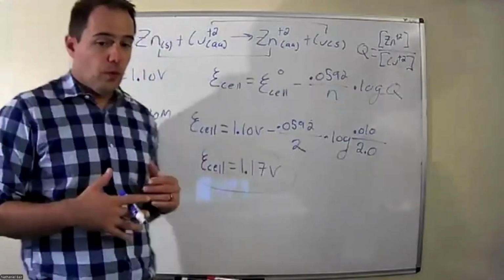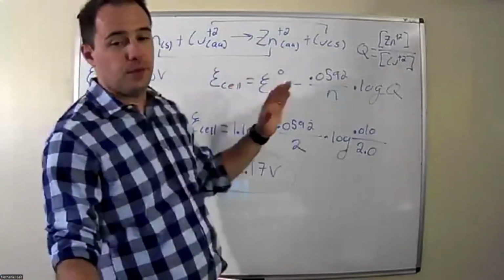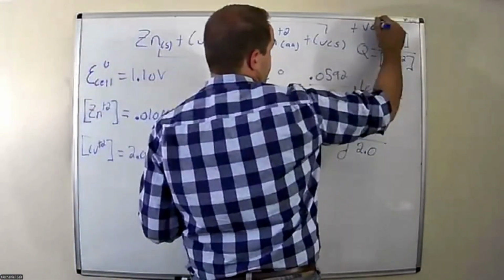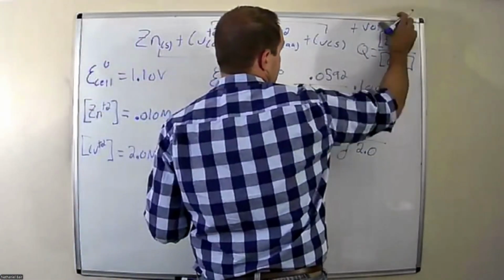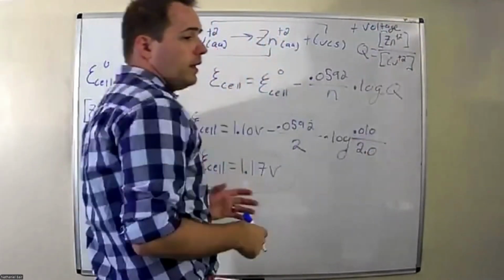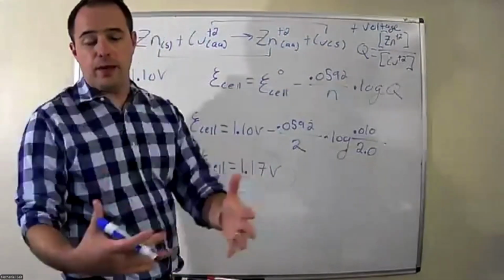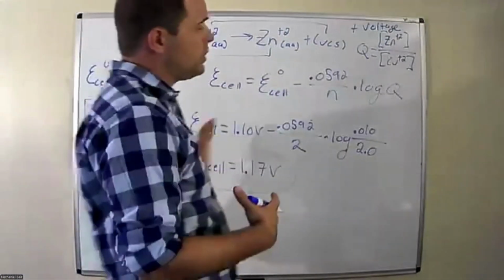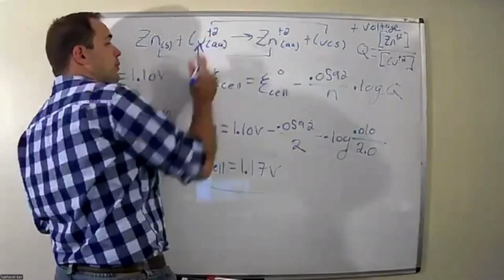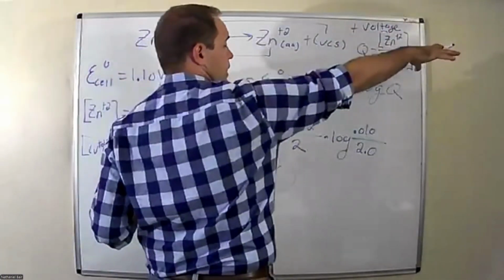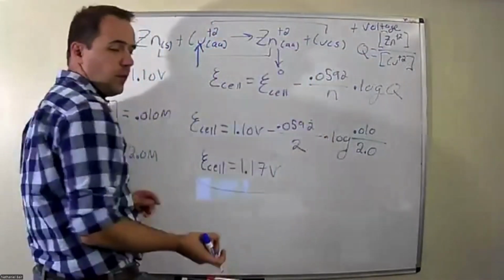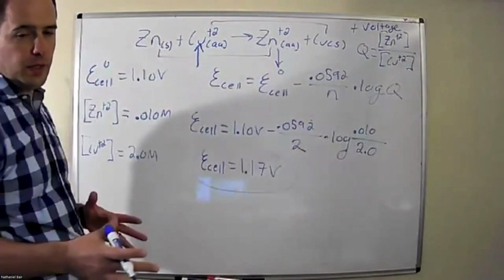Here's how it works. If you have a positive voltage, think of your voltage as a product. And how do you make more product? How do you shift the equilibrium position to the right? Well, if I add copper, that shifts it away. Or if I take away zinc, that shifts it away. Both of these things happen here.